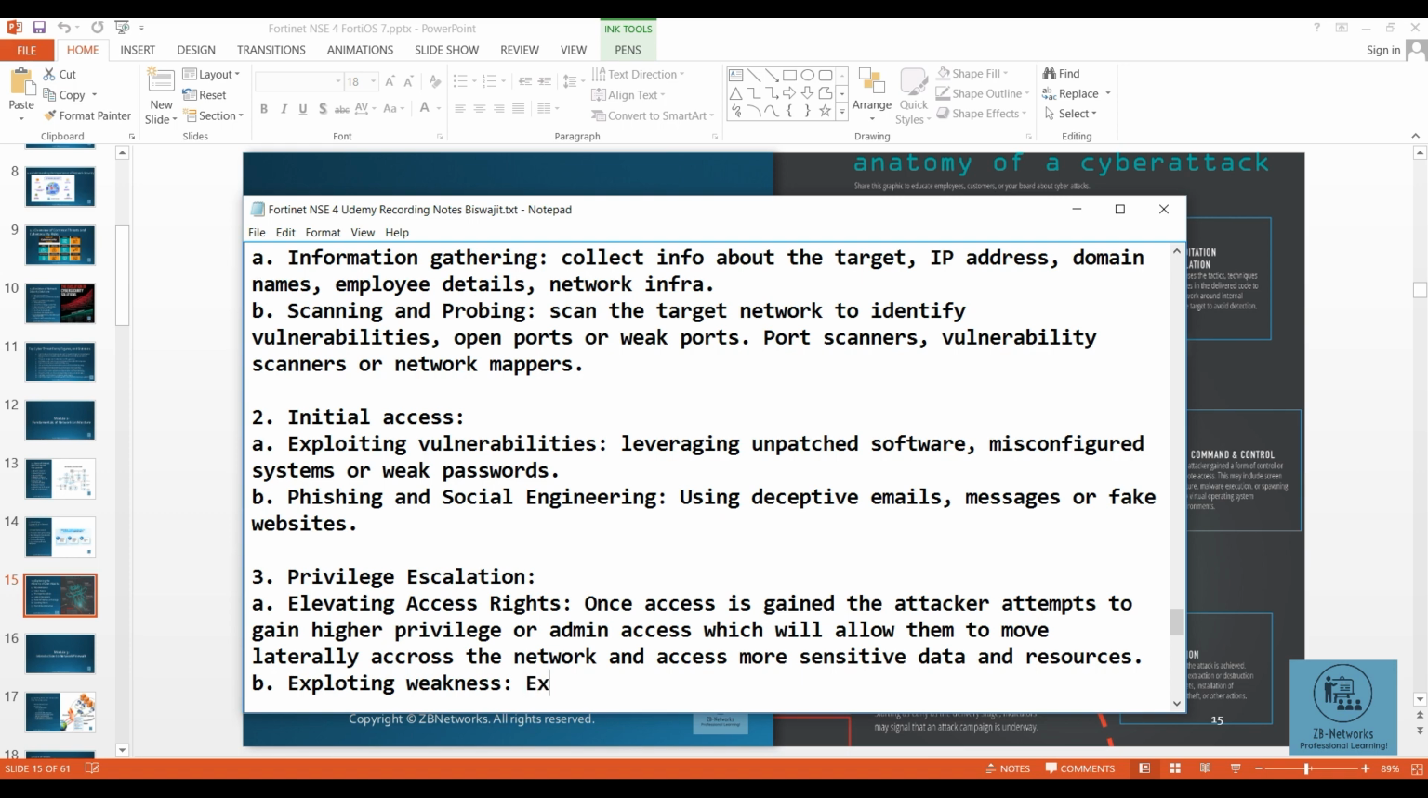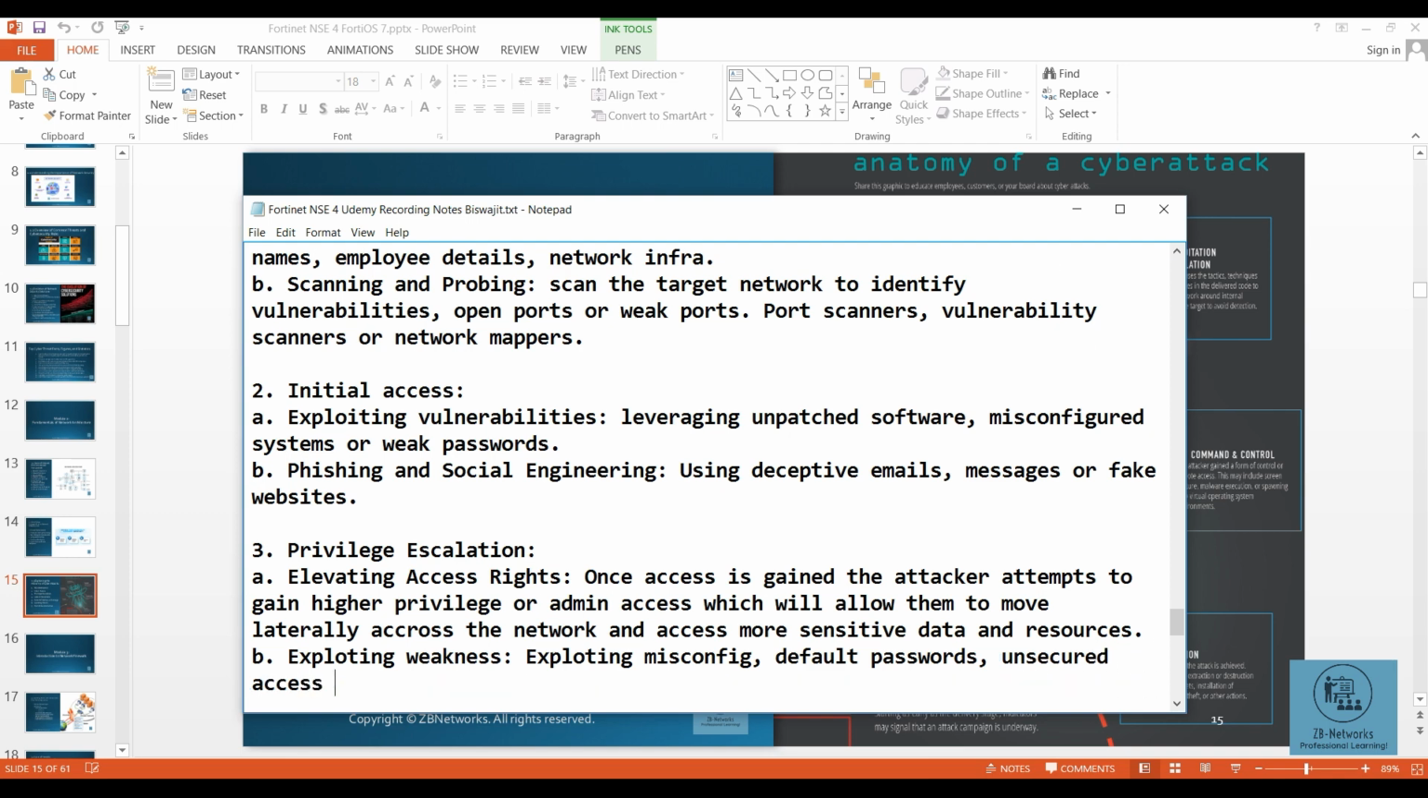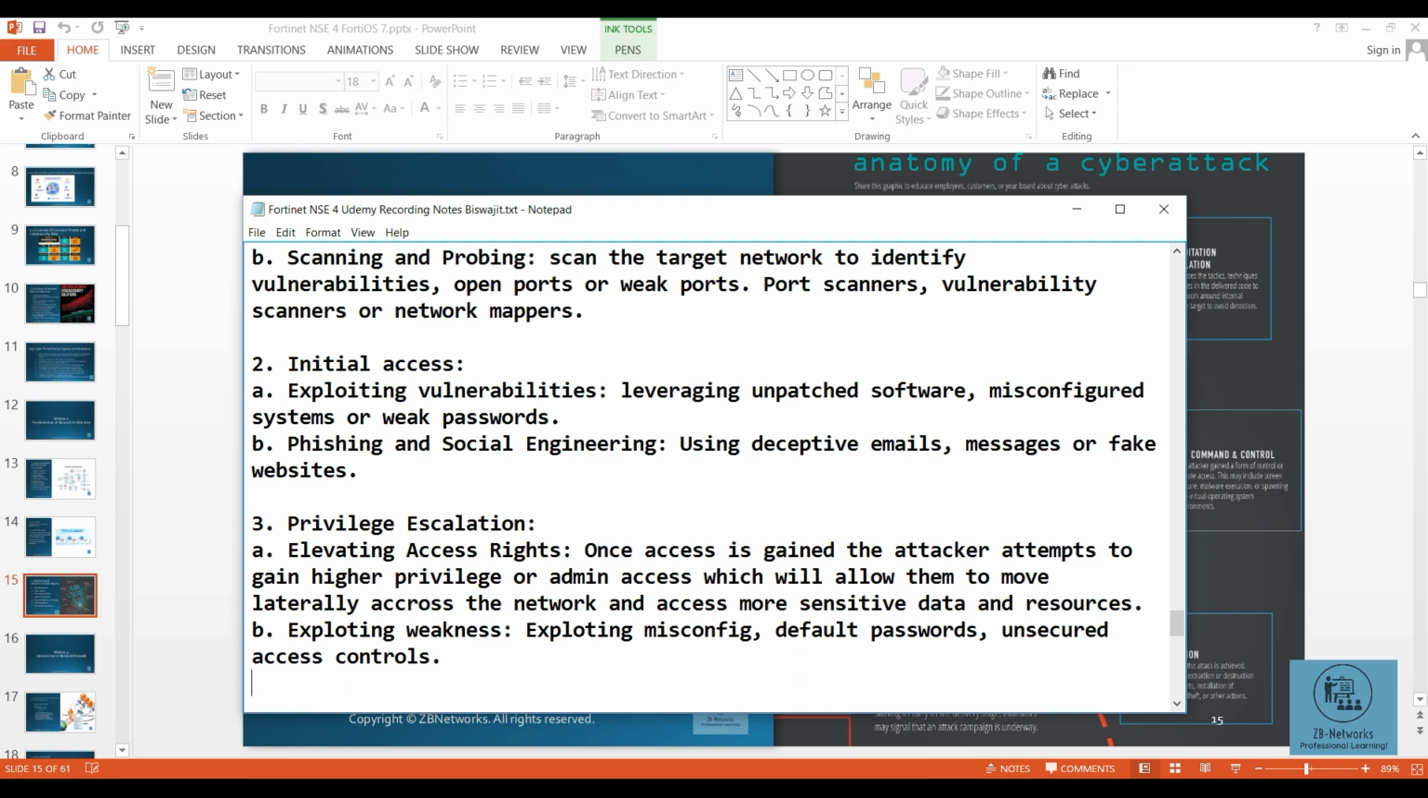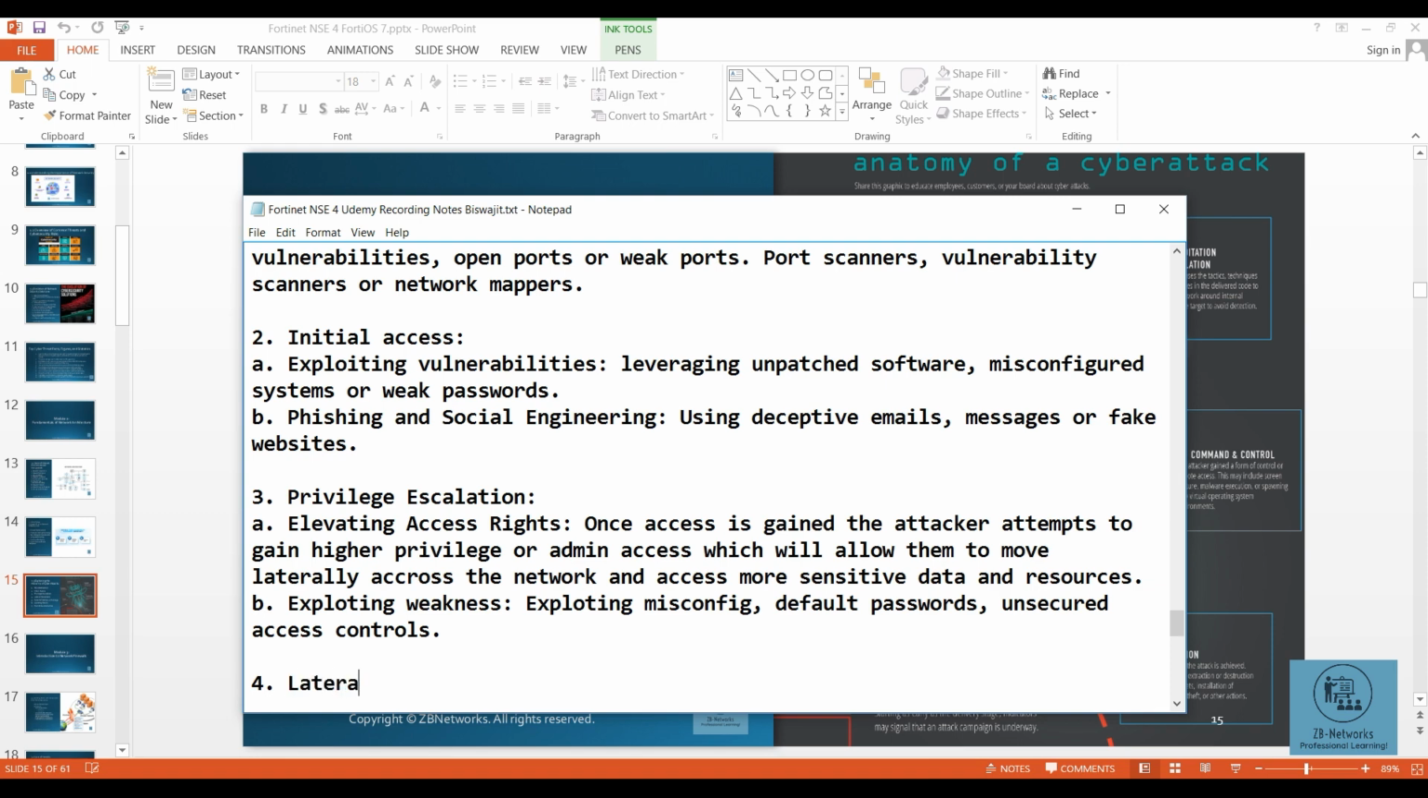So in this you can say exploiting misconfigurations, right? If you have devices left with default passwords, it's a very, very dangerous thing, right? Or if you have any unsecured access controls, where you have not provided the right access control or you've left it open, then attackers can gain access to that component or application, and move deeper to gain access, right?